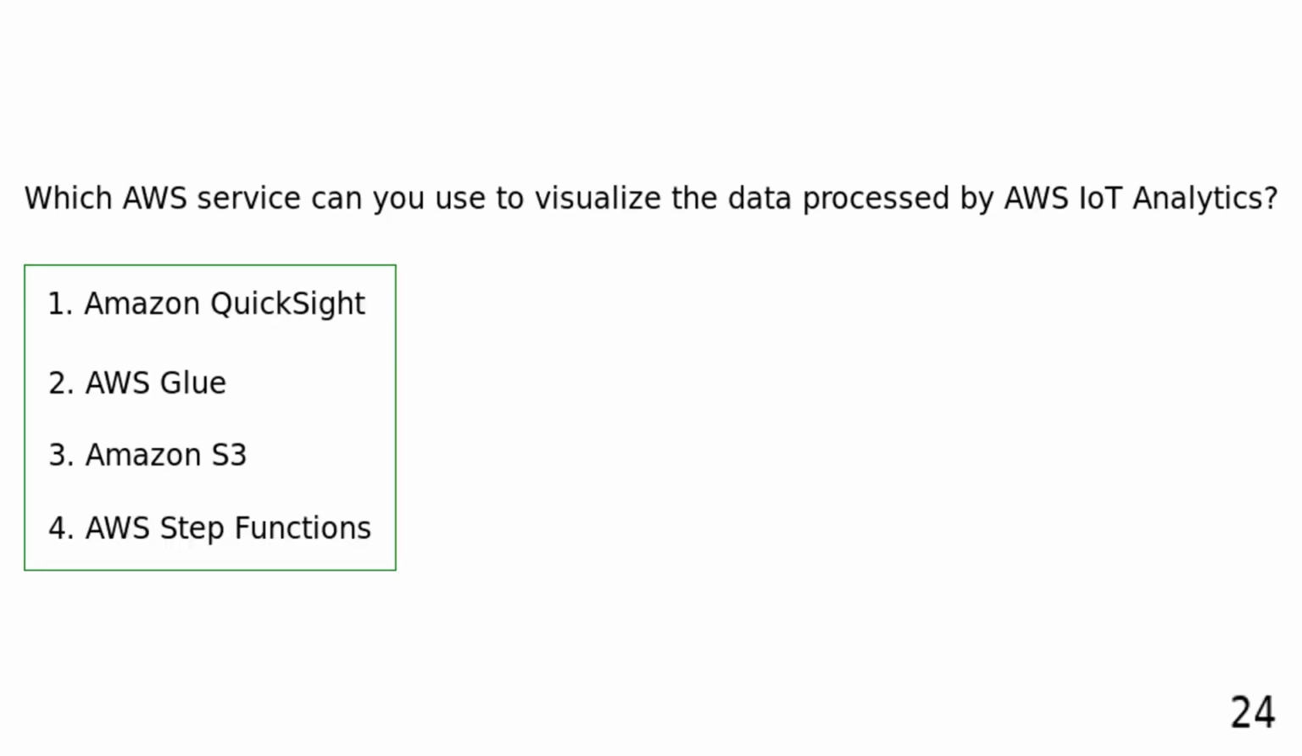Which AWS service can you use to visualize the data processed by AWS IoT Analytics? Amazon QuickSight, AWS Glue, Amazon S3, AWS Step Functions.